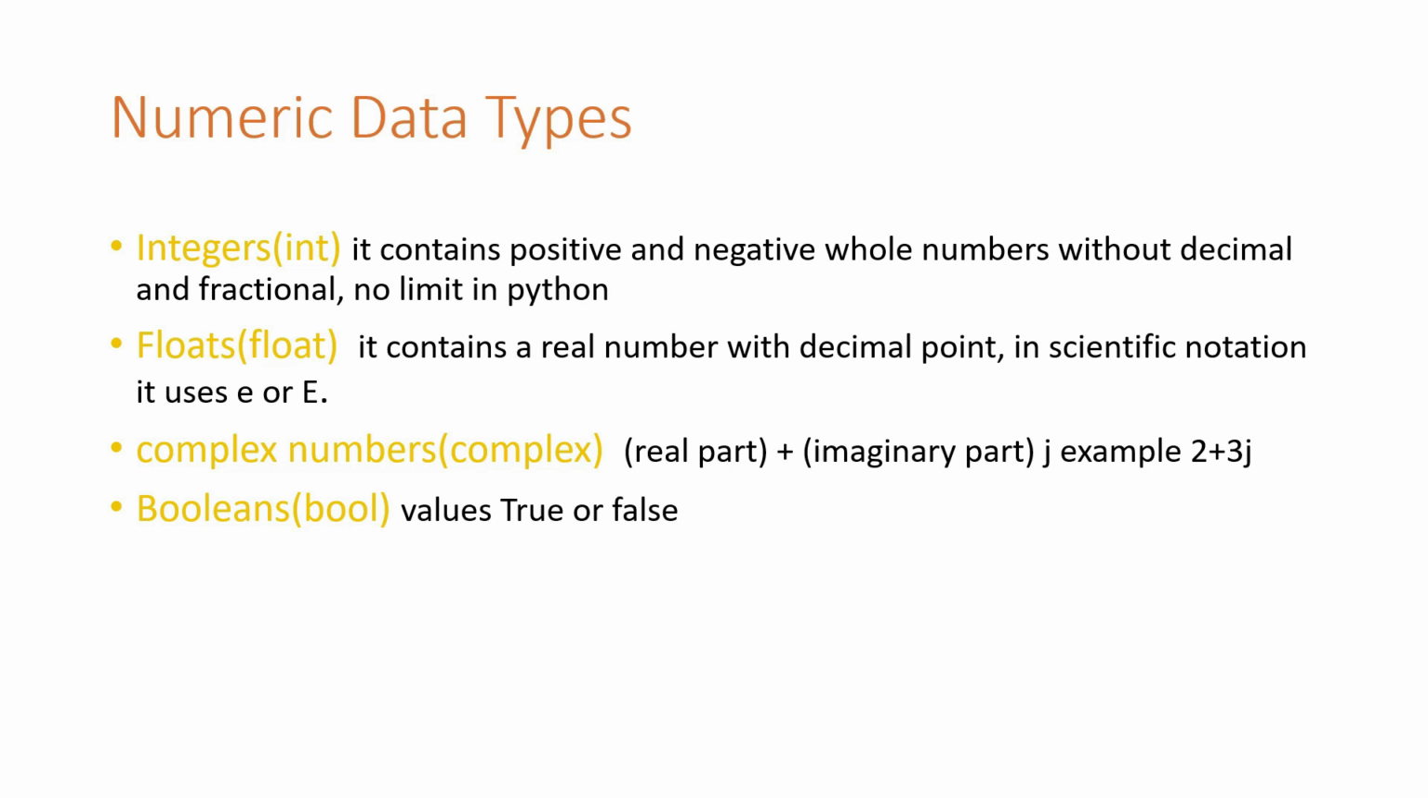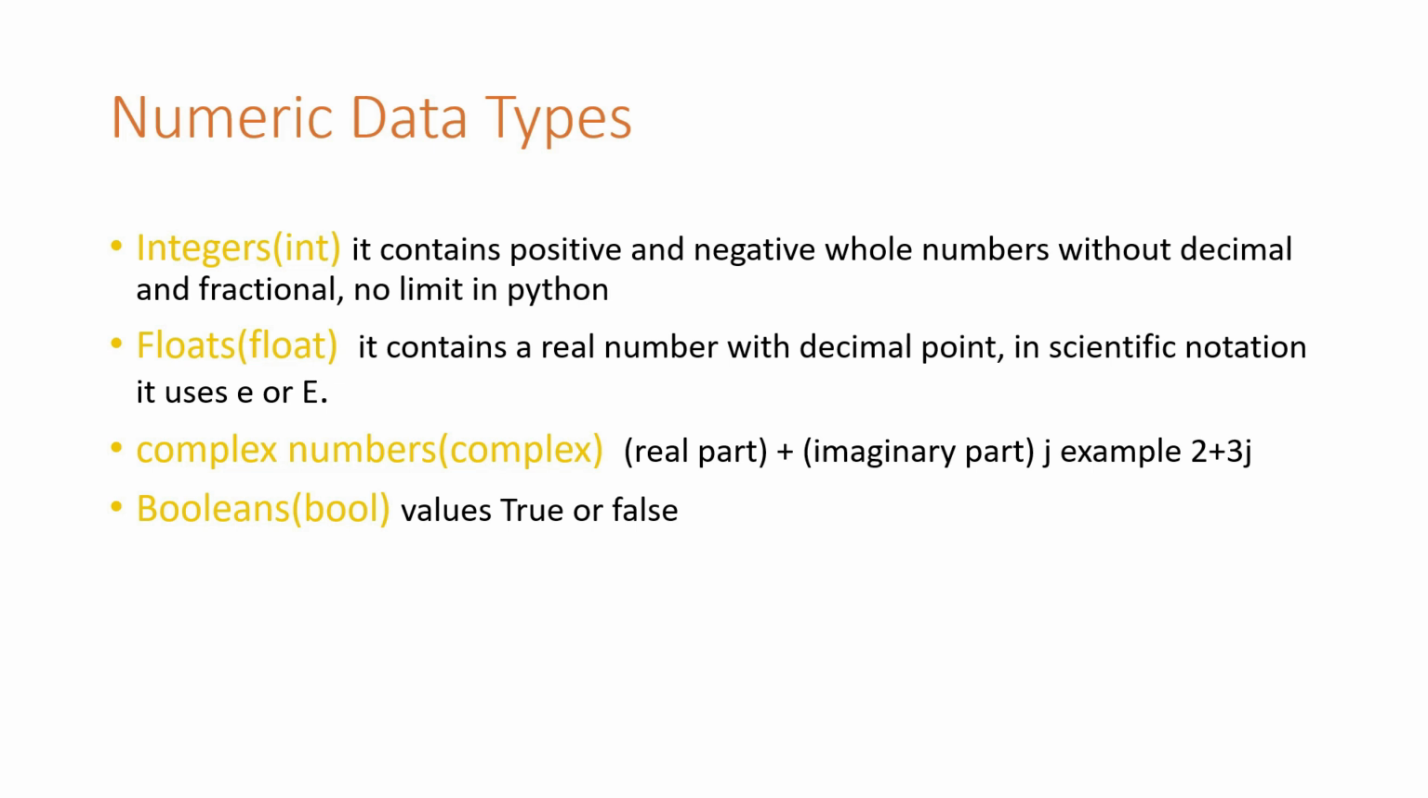Here in Python, complex numbers are given priority. In mathematics, we use complex numbers. Python has this facility for calculation. In these numeric data types, complex numbers contain a real part and an imaginary part with j. For an example, you can look into the PPT.